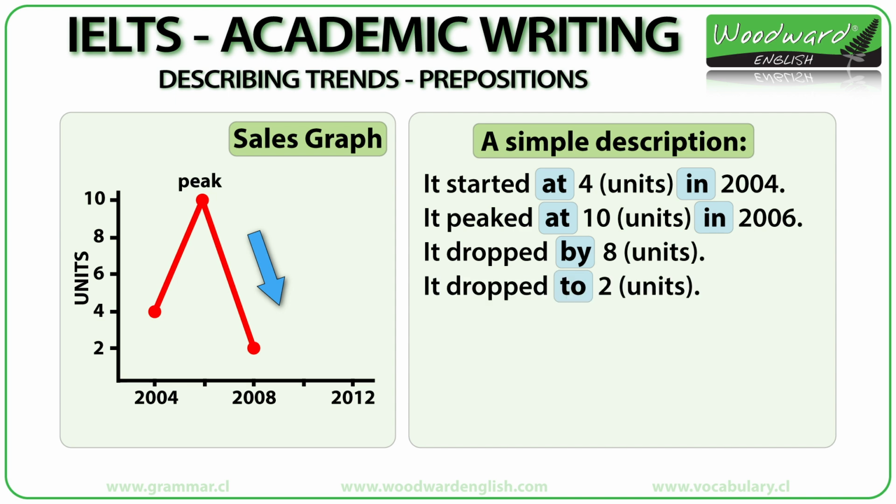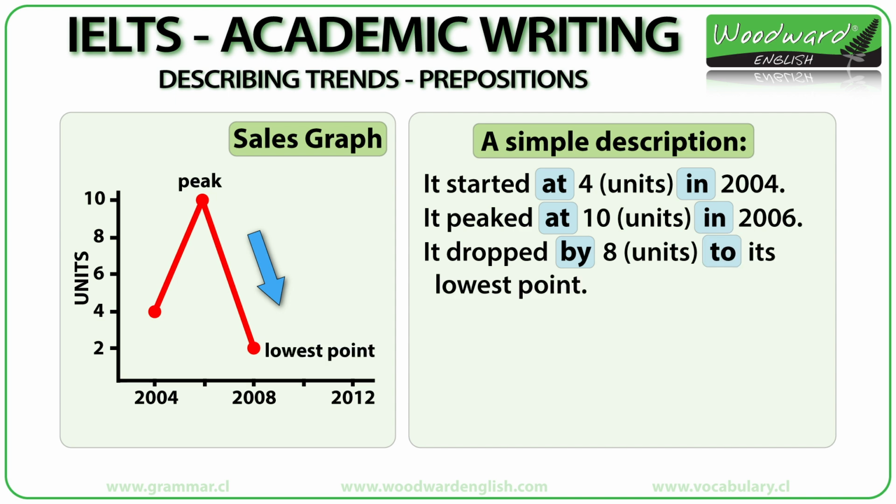We could also say it dropped to 2 units, though saying 2 together sounds strange. The sales of only 2 units that year was the lowest amount that was sold, which makes it its lowest point. Sales dropped to its lowest point. So bringing it all together, we say it dropped by 8 units to its lowest point.